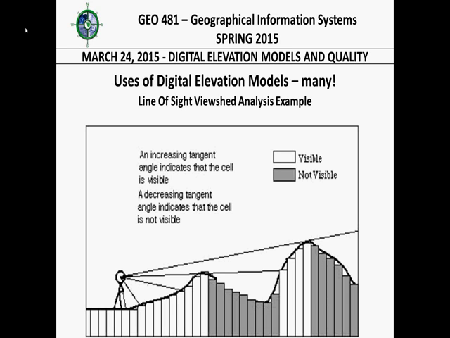That kind of seems weird. You wouldn't think they'd be able to see that. But because of the slope, the aspect of the slope, this second area of white is visible from that tower. That's another viewshed analysis specifically called line of sight.